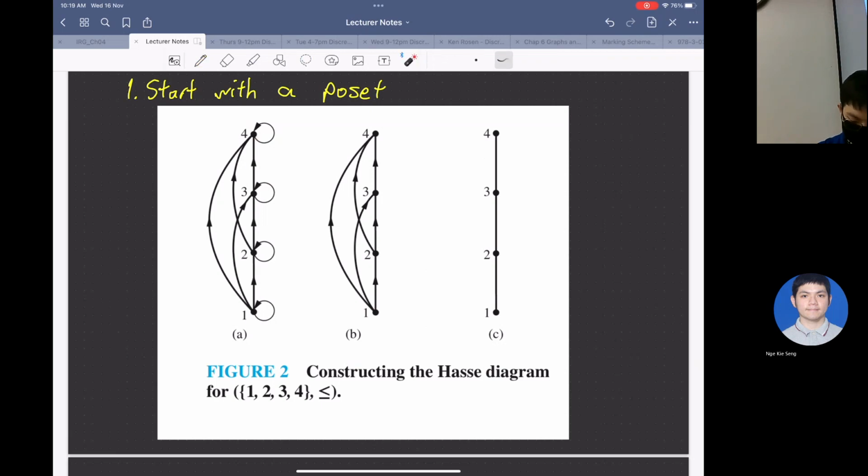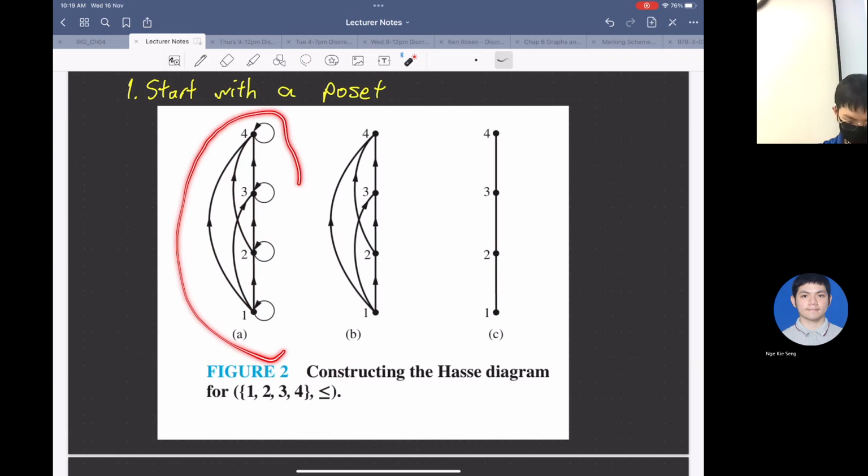So look at this poset here. This is the set. This is the partial order. So they have a relation if they are less than or equal to one another. So 1 is less than or equal to 1, 2 is less than or equal to 2, 3 is less than or equal to 3, 4 is less than or equal to 4. And then 1 is less than 2, 2 is less than 3, 3 is less than 4, 1 is less than 4, 1 is less than 3, 2 is less than 4. So you draw all the arrows.